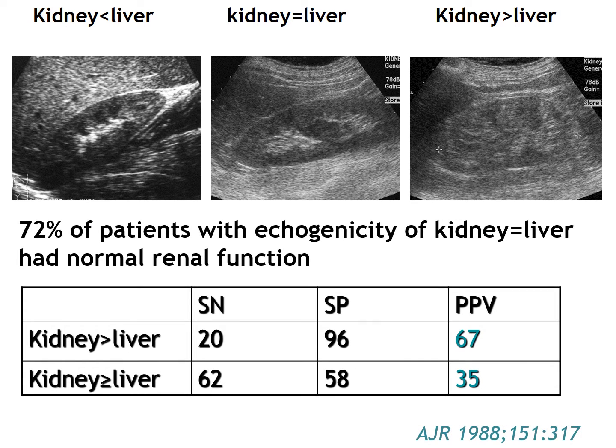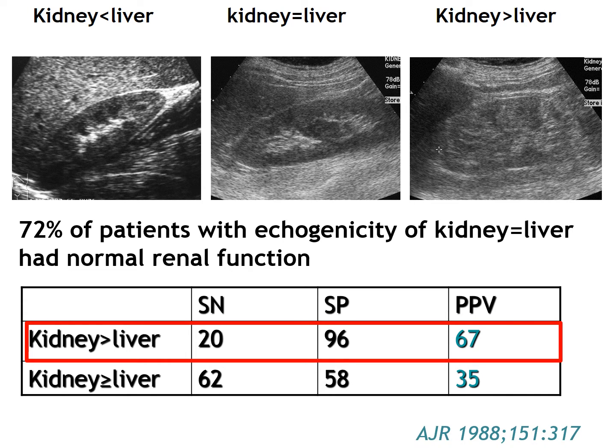This old but important paper well shows the difference of sensitivity, specificity, and positive predictive value when you consider cases with the same echogenicity of renal cortex and liver as normal or abnormal. We consider renal cortical echo abnormal only when it is higher than liver echo, since with this criterion we may have higher specificity and higher positive predictive value.